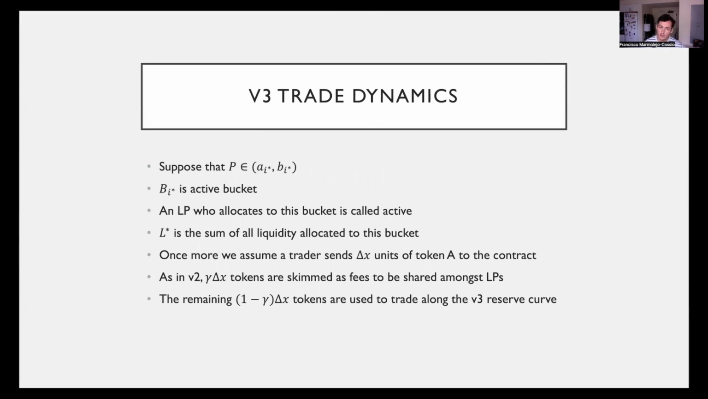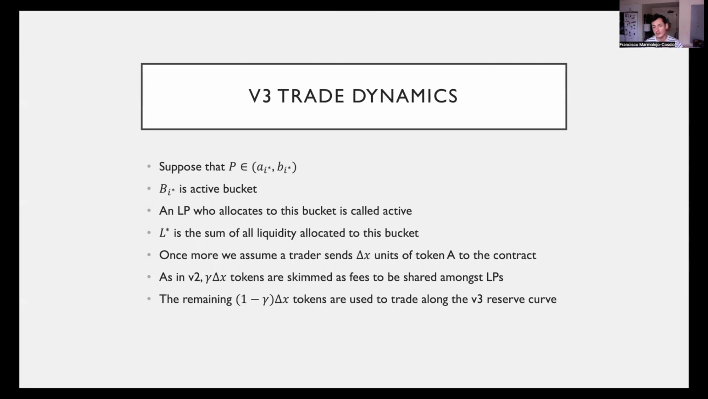Essentially, suppose that the price is in a given bucket. Remember, we're assuming a price, so it's in the I star bucket. So this is the active bucket. Now, any liquidity provider who has provided liquidity to this bucket we call an active liquidity provider. And all of the liquidity that is in this bucket, which we know because we know where people have allocated their liquidity, is what we call the active liquidity.